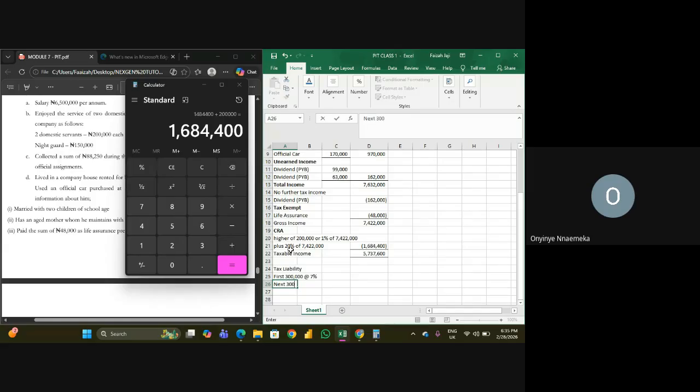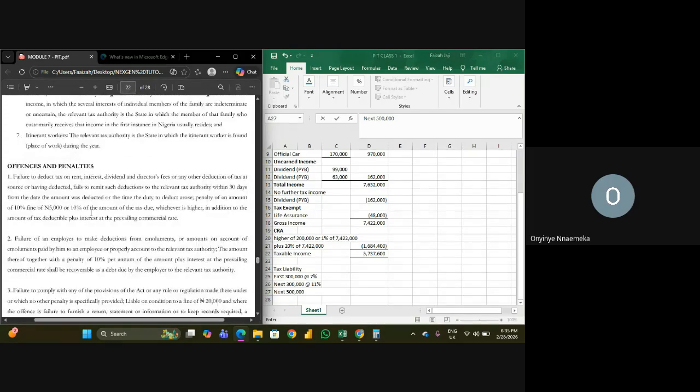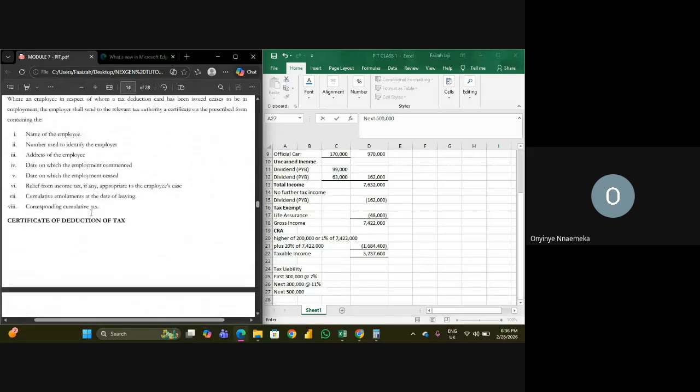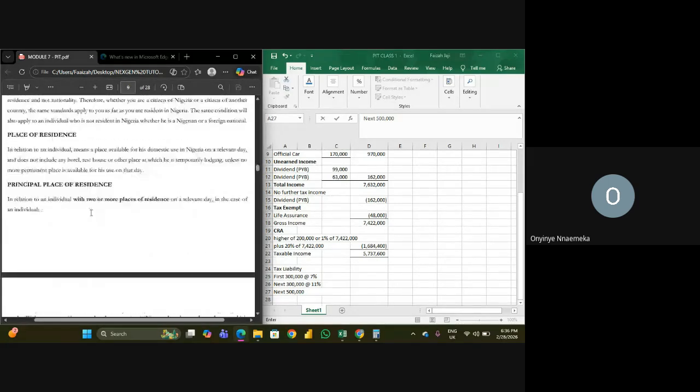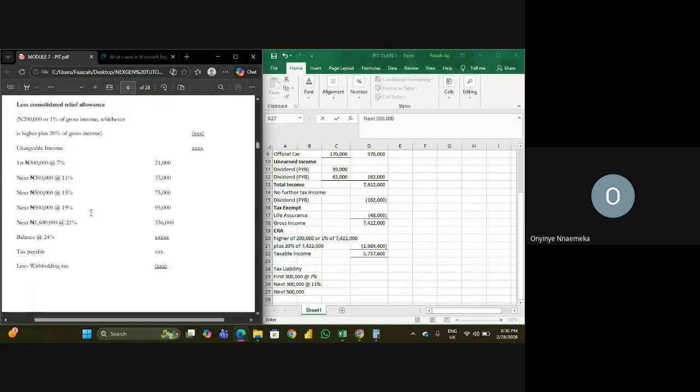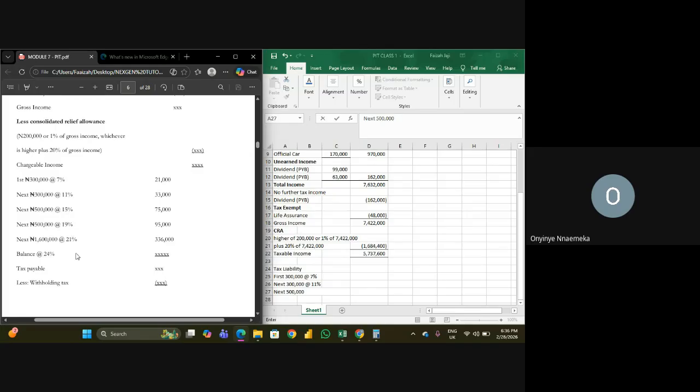Next 300,000 at 11%. If I'm wrong, please let me know. Well, 9%. Is not 9% before 11? I don't think we have 9. It's 19 that I think we have. But let me check. Let me confirm. This is the new one. The old one has 7, 11, 15, 19, 21, 24. So can you see it? Yes, at 15%.